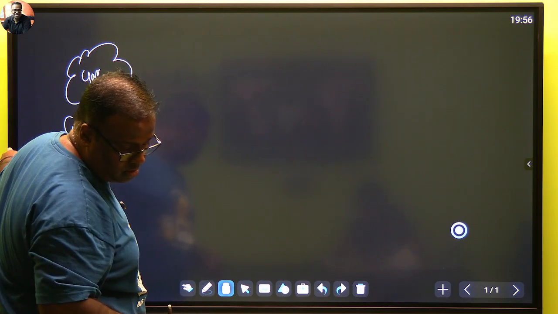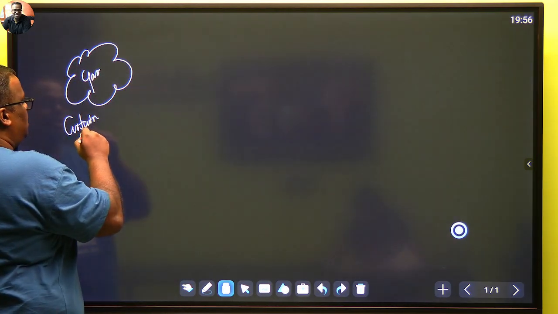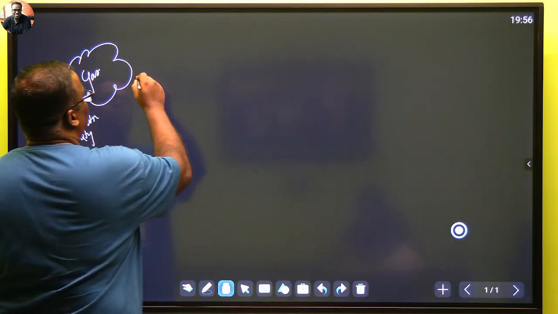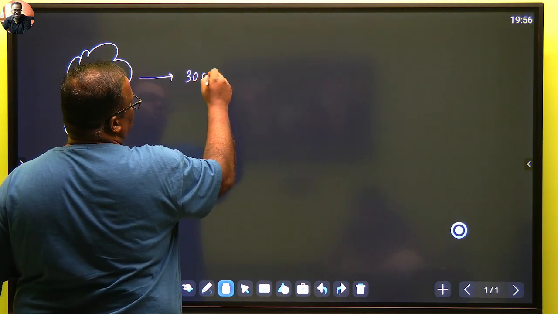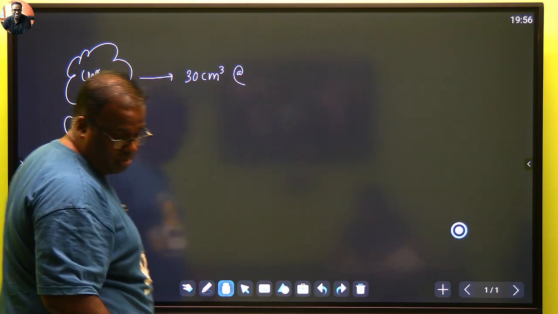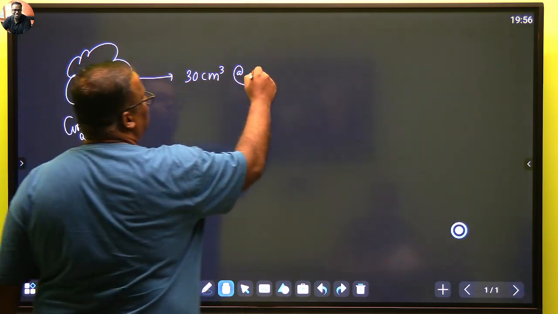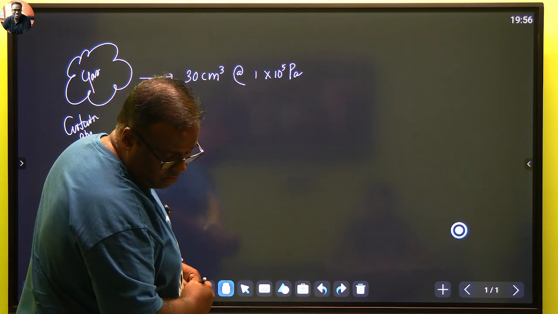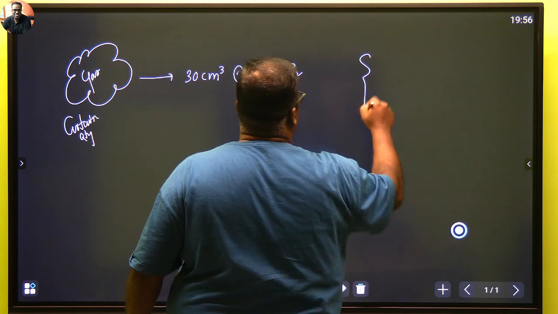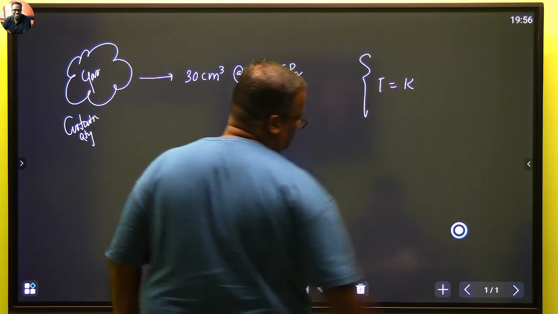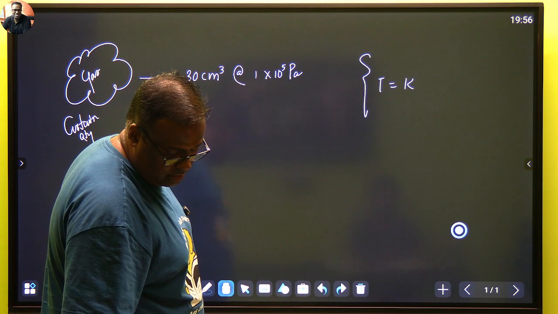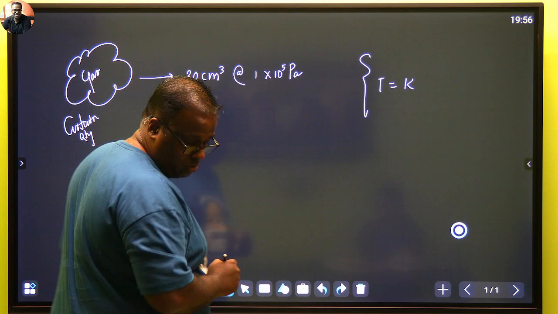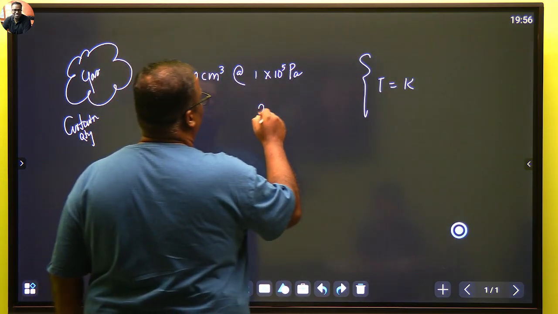a certain quantity of gas. Okay, this is a certain quantity of gas, and this certain quantity of gas has a volume of 30 centimeter cube, and at that time the pressure is 1 into 10 to the power 5 Pascal. Okay, and assuming that the temperature remains constant, so again it's Boyle's law, temperature remains constant, and calculate the volume of the gas when the pressure is, there are two different pressures. So the pressure has been made 2 into 10 to the power 5.